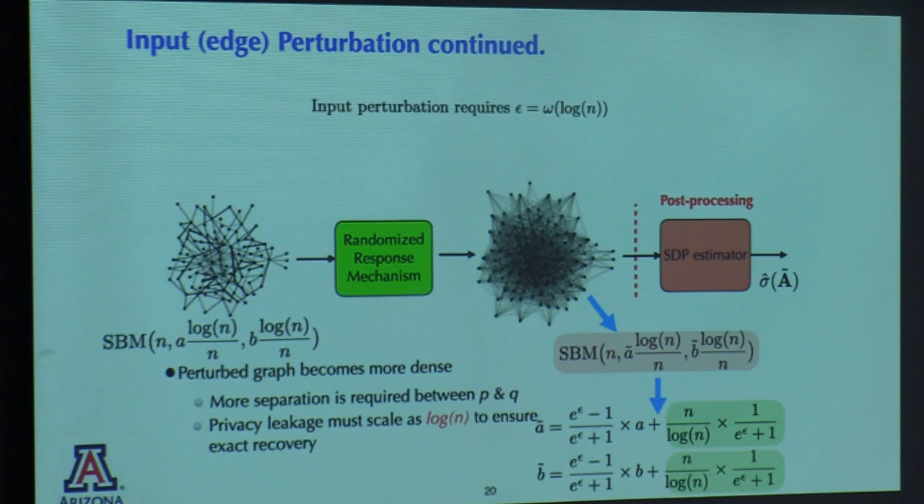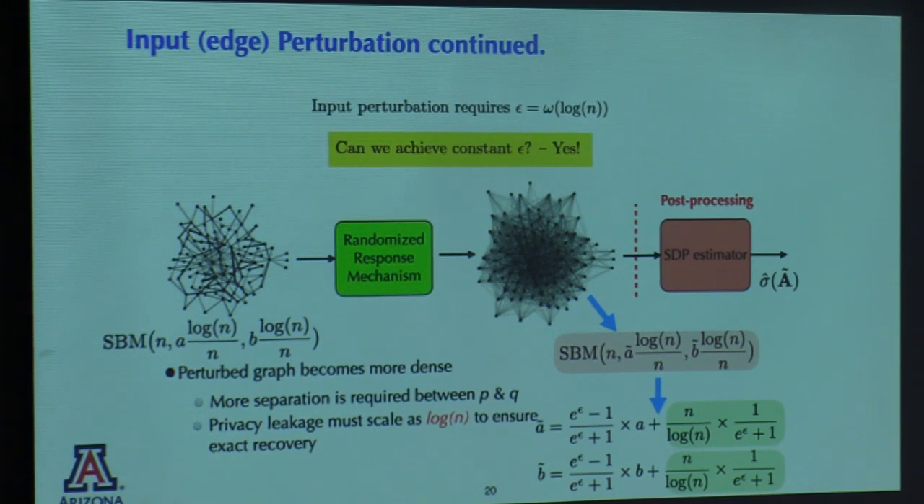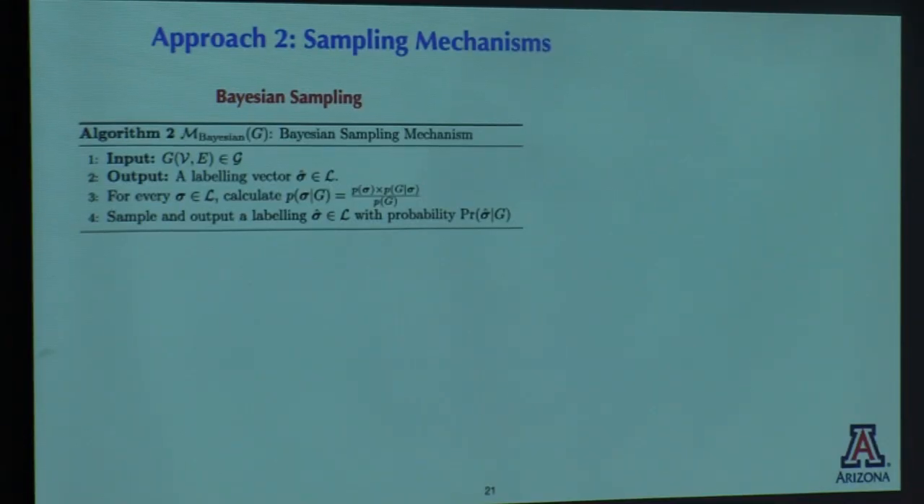Okay. So input perturbation. This was the first approach. Input perturbation is taking the graph, doing randomized response. It requires epsilon growing as log n, for example. So then the natural question to ask is, well, I still want to do exact recovery. I just want to hide the edge. Can I achieve a constant epsilon? Do I need to let epsilon grow with n? Why should I let the leakage grow? So this leads to the second approach of sampling.